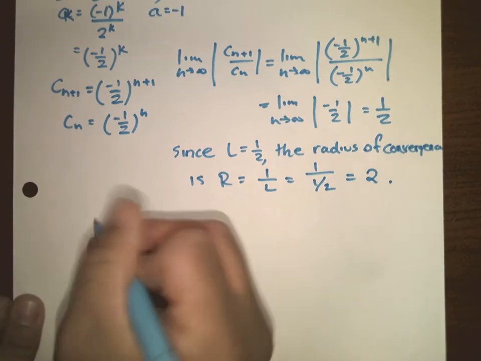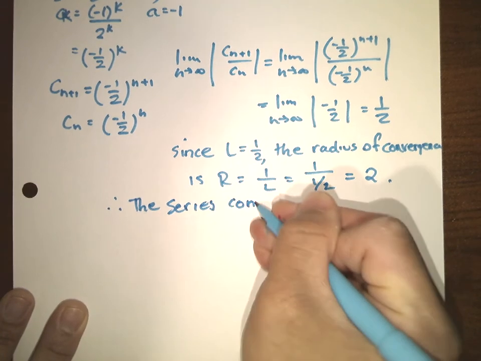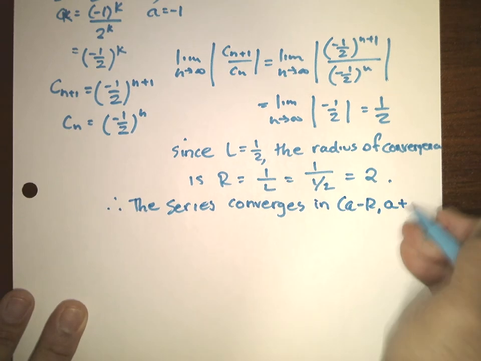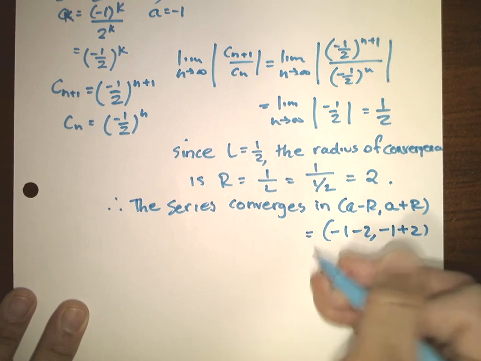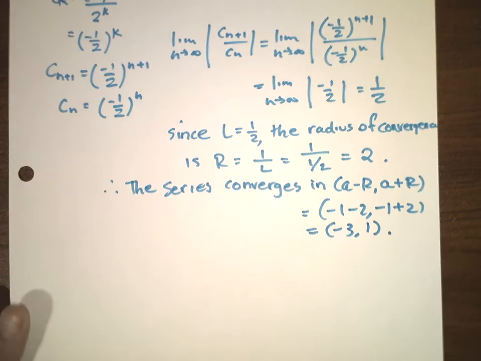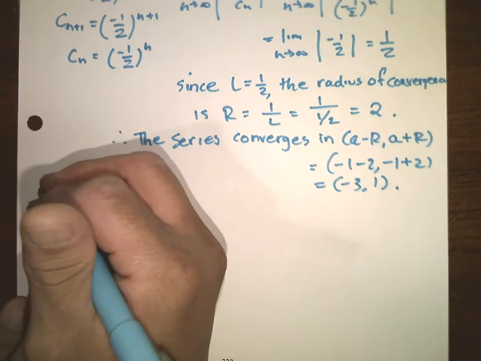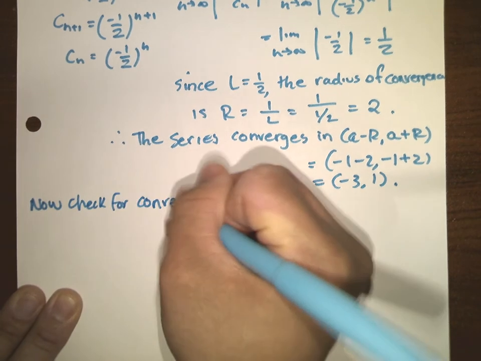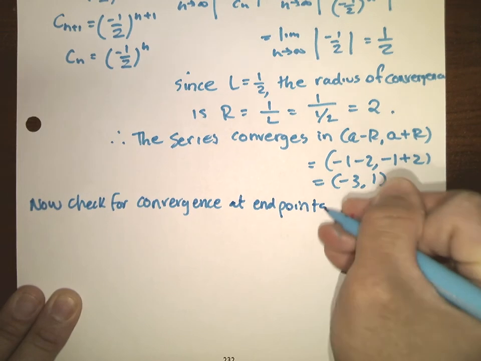So therefore, the series converges in the open interval a minus r to a plus r, and a was -1 and r was 2. So we have that the series converges in the open interval -3 to 1. Now again, after that, we need to check for convergence at the endpoints. So let's do that here.